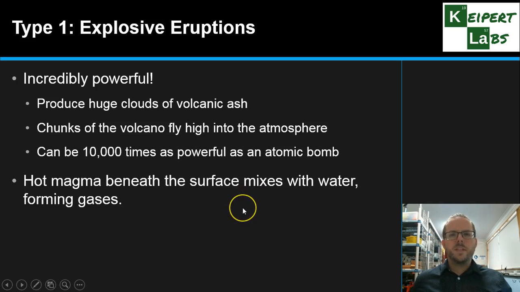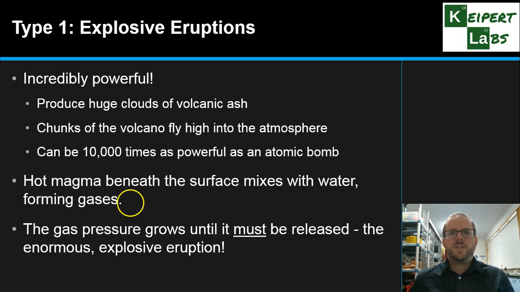Okay, and the reason it becomes explosive is that we're getting gases forming underneath the surface. So there's two things that can happen there. We're mixing hot magma with water to make steam, and then certain types of rock also will produce carbon dioxide gas as they melt. They contain what are called carbonate minerals, and so they turn into carbon dioxide gas. And that builds up underneath the surface. That pressure grows like shaking a champagne bottle until eventually it must be released. The pressure's too much and it explodes.